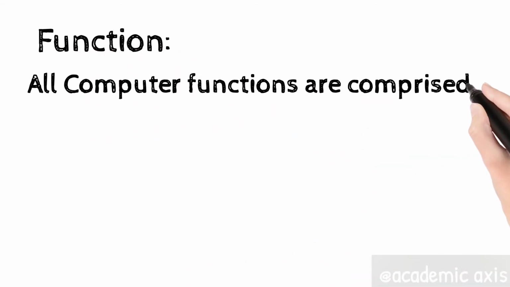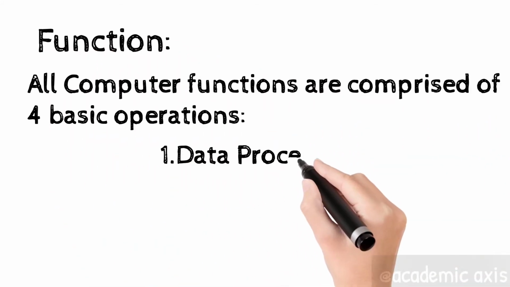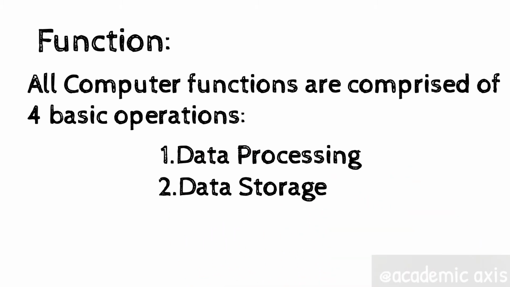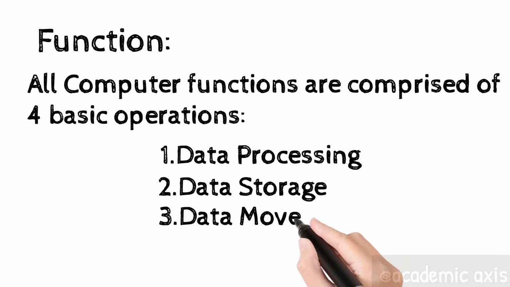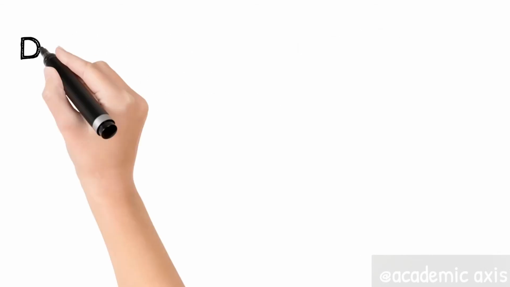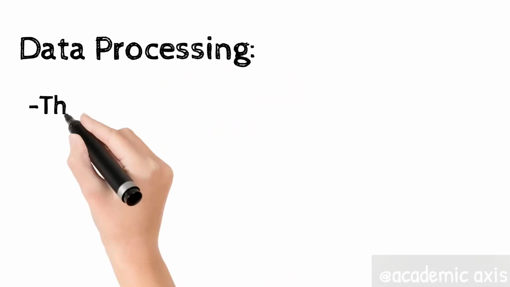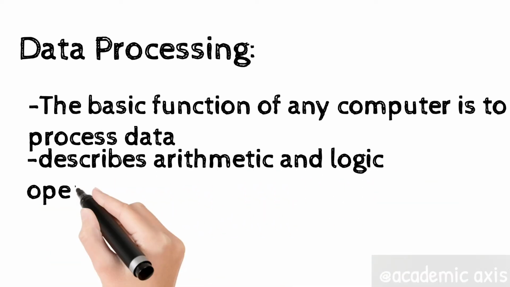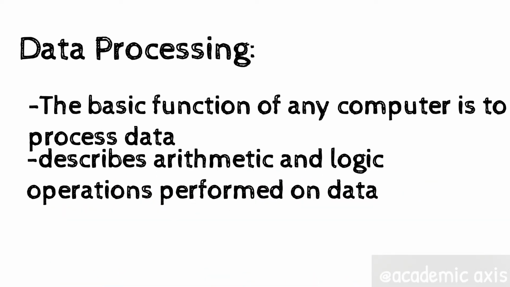Function. All computer functions are comprised of four basic operations: data processing, data storage, data movement, and control. Data processing. The basic function of any computer is to process the data. It describes the arithmetic and logic operations performed on that data.